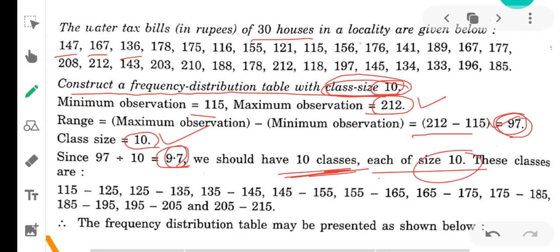And the classes will be, okay, 115 is the minimum observation and the class size is 10. So if this is the lower limit of the first class, then its upper limit will be lower limit plus class size, so 115 plus 10, that is 125. Clear? This is the first interval, 115 to 125. Then the second class interval will be 125 plus 10, that is 135, and so on. Clear?